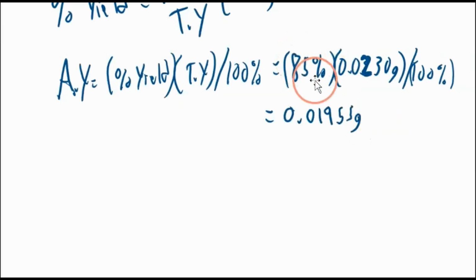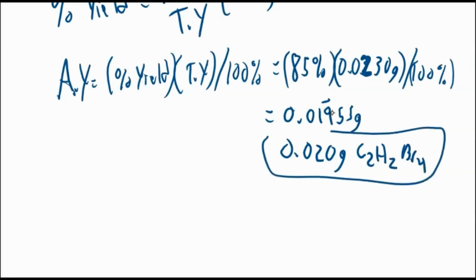0.01955 grams. Because our percent yield is in 2 sig figs, and usually the percent yield is rounded to the nearest whole number, we're stuck to round here. We'll round the 5 up because this is an odd number. So 0.020 grams is our actual yield of C2H2Br4. Right on.